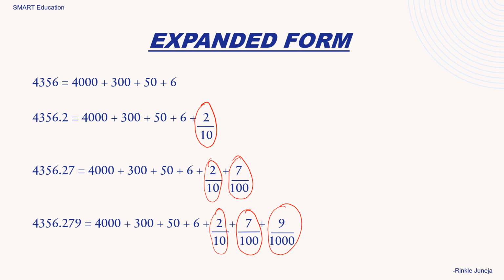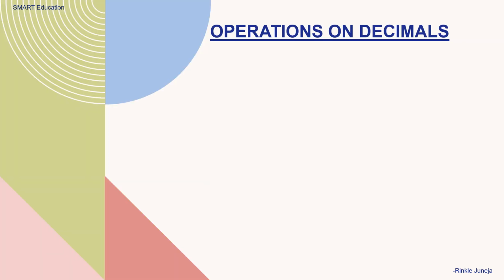Now let's see how we do operations on these numbers. First operation which we do is addition. So let's take an example. Let's say 2.3 added to 4.5. So we'll do it simply as we do for simple natural numbers. 3 plus 5 is going to be 8. Decimal point remains the same. And 2 plus 4 is going to be 6. So answer is going to be 6.8.